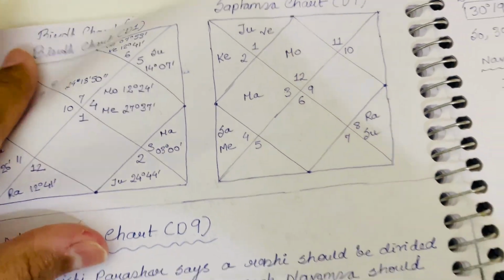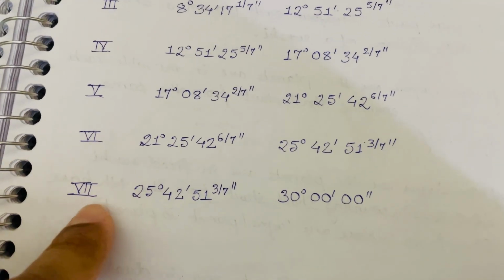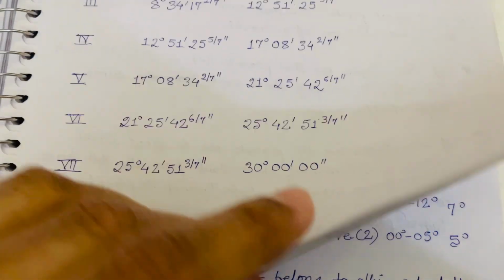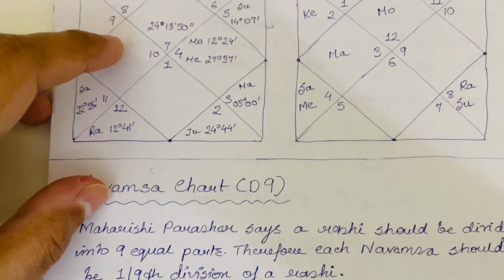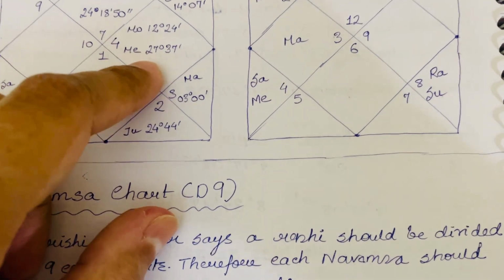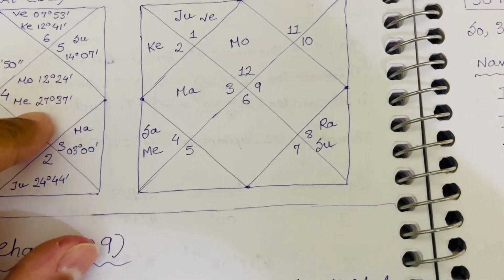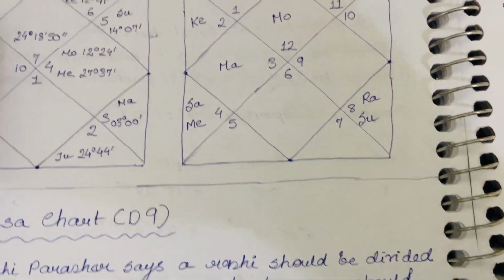Mercury is at 27 degree 37 minutes. 27 degree 37 minutes means Mercury is falling in this particular bracket, the 7th Saptamsha. So counting will be 7 from here: 1, 2, 3, 4, 5, 6, 7. So Mercury again remains in the sign of Cancer in the Saptamsha chart.